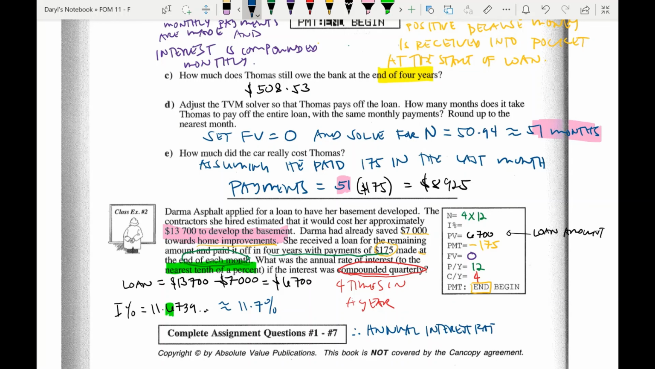So therefore, you would say the annual interest rate is equal to 11.7%. Remember that the I% here pertains to the annual interest rate, or the interest in 1 year. So just be careful with that. Again, that would be your I, 11.7%.